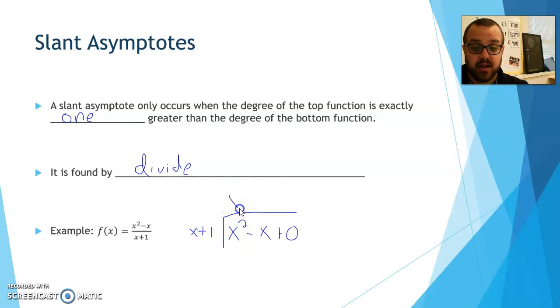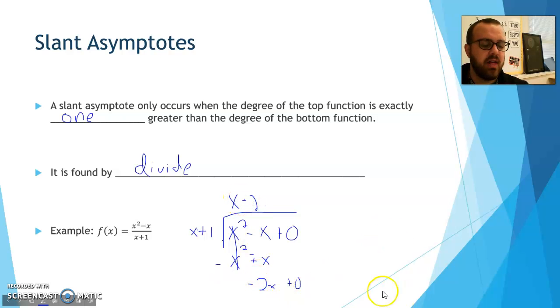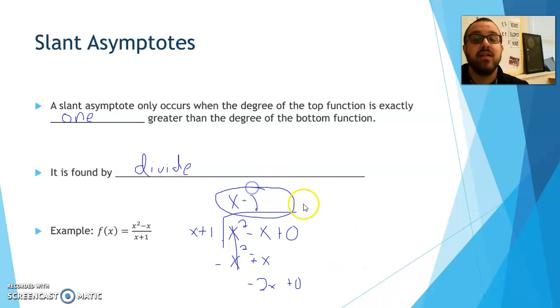So x goes into x squared x times. We're going to get x squared, and we're going to get plus x. We're going to subtract, cancel. We are subtracting this as well. We're going to get negative 2x plus 0. x is going into that minus 2 times. Okay, and we could keep going and do all that, but we actually don't need to. The remainder doesn't matter, just this portion right here. So x minus 2, that's what my function is going to basically converge around. It's going to get closer to that as I go out towards forever, okay?